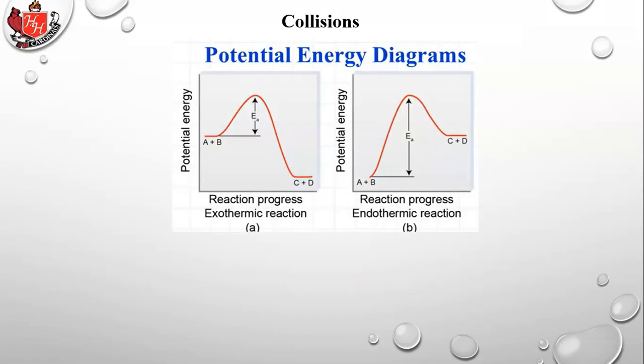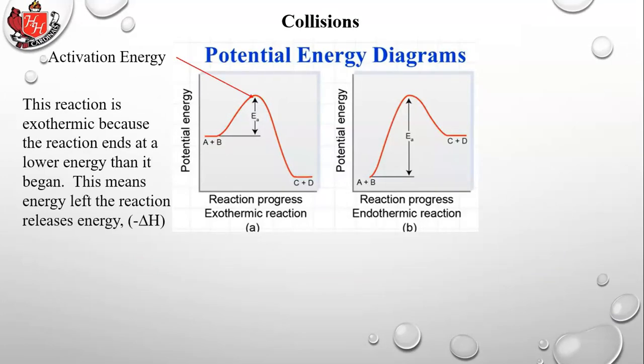So there you see the potential energy diagrams again. So that's the activation energy. Now again, it's not from all the way at the bottom of the graph to the top of that hill. It's from where the reactants, A and B, are at the beginning. That's the activation energy. So this reaction is exothermic because the reaction ends at a lower energy than it began.